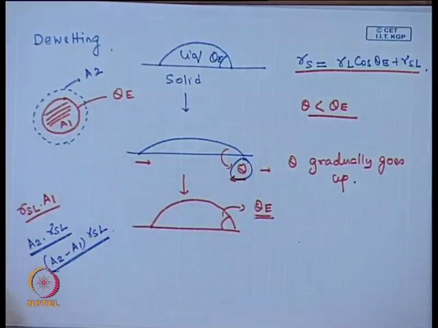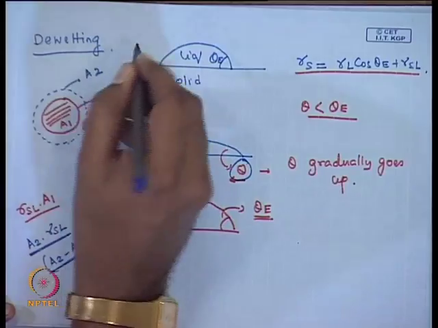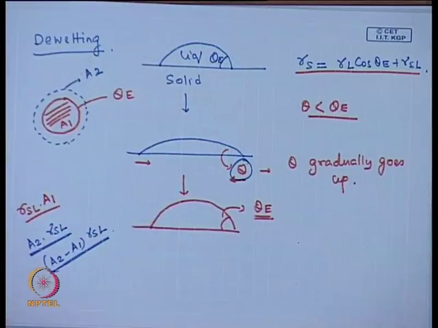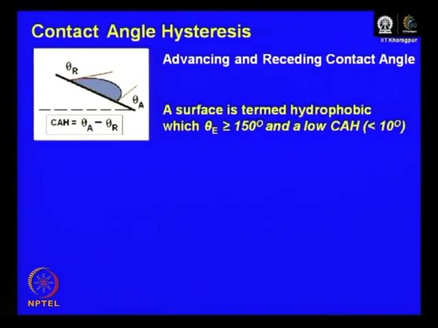So, this is the phenomenon of de-wetting in its simplest form. If you go by the dictionary meaning it is the opposite of wetting, but this is something very simple, and you can explain it based on whatever little you have learned so far in this course. There is another concept that I would like to introduce here, which is known as the contact angle hysteresis.